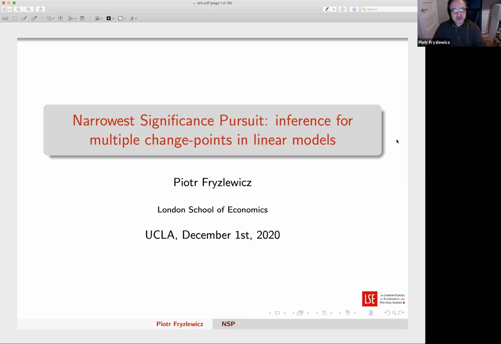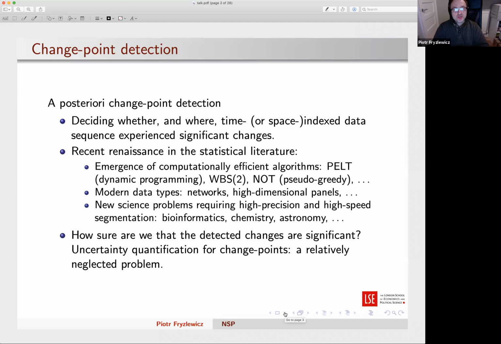But this talk will be about making statistically significant statements in the problem of detecting change points, detecting change in general perhaps, and in particular detecting change points in time-ordered data. Recently there has been a lot of work on a posteriori change point detection in data sequences, in time series or perhaps in spatially indexed data. I was trying to understand where this increased interest came from. So I came up with these possible reasons.